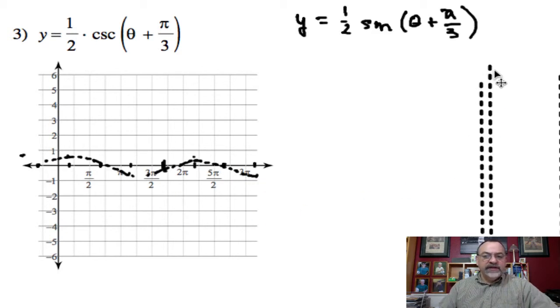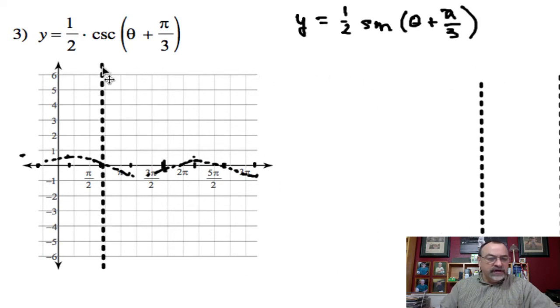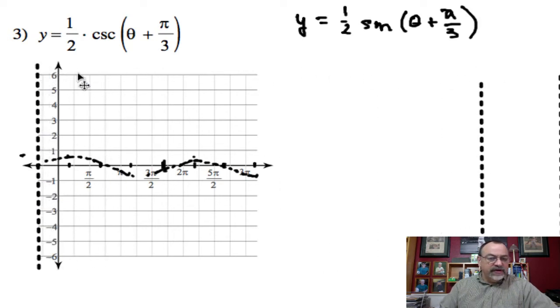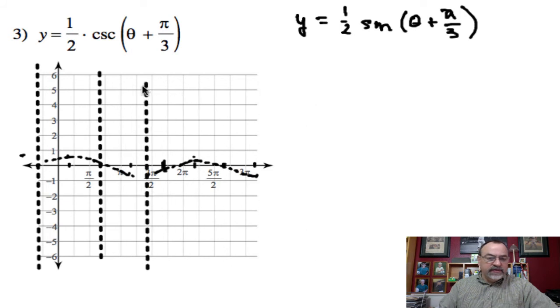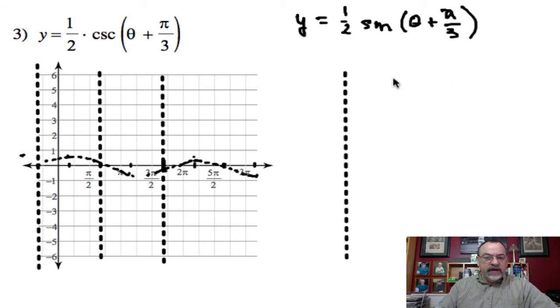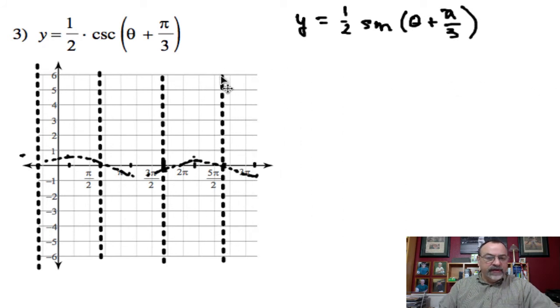So now that I have the sine function graphed, I know where my asymptotes occur. They occur at the zeros. So I've got a 0 value over here. I've got a 0 value right here. I've got another 0 value right here. Actually, that should be about right there. I didn't draw that one very well. And then another 0 value here.